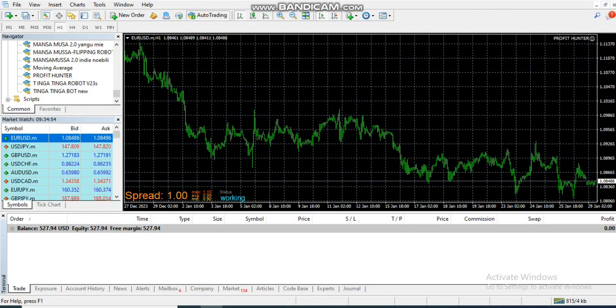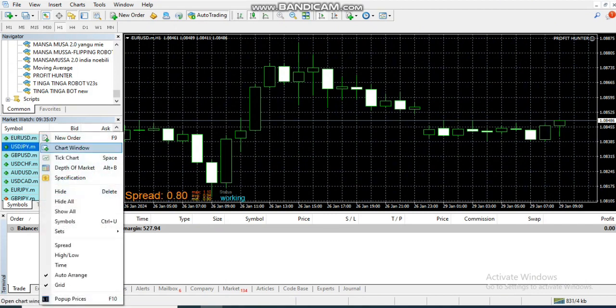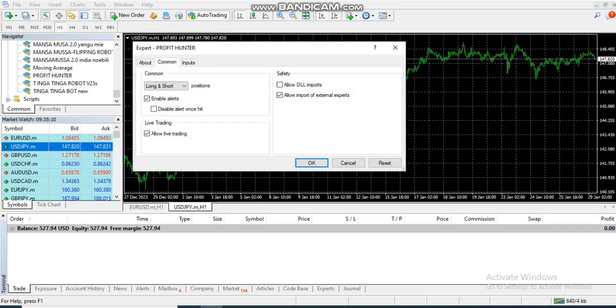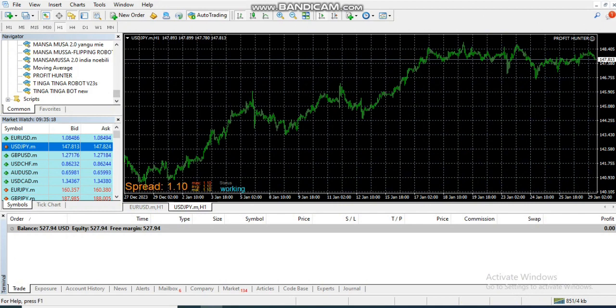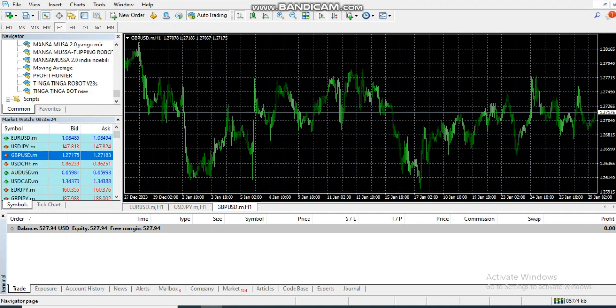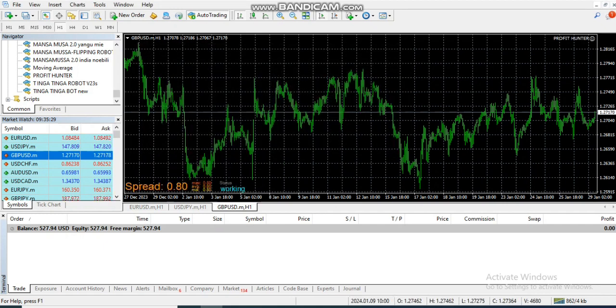Okay, so in order to get an entry as early as possible, we are going to trace different pairs so we can see which pair is going to enter the market earlier than any other pair. We allow Profit Hunter to do his work on GBP too. So we are going to test some pairs, and then we are going to use the pair which gets the entry earlier. Okay, we check also this.